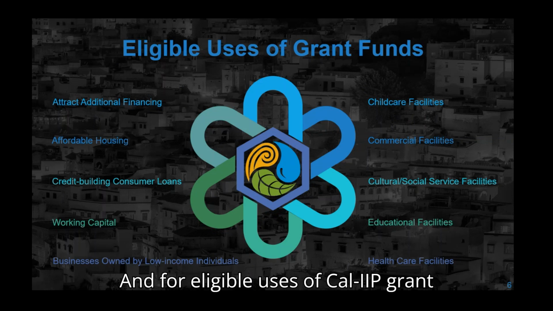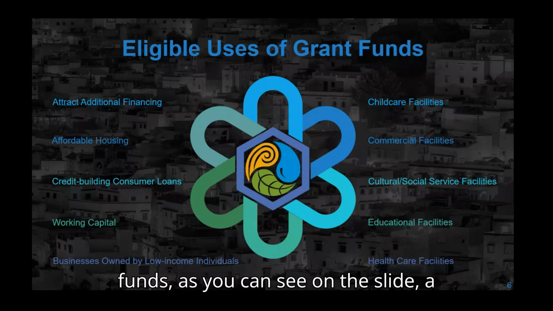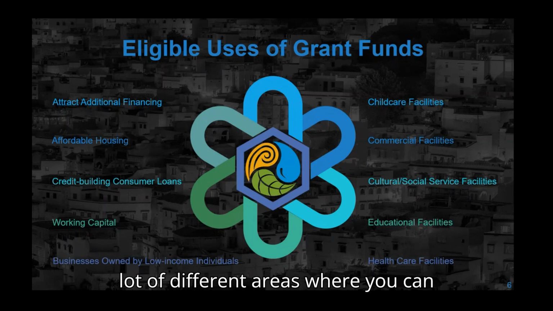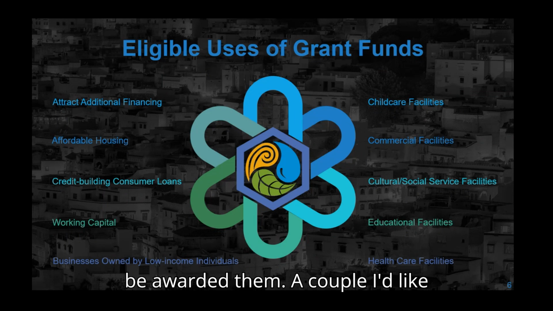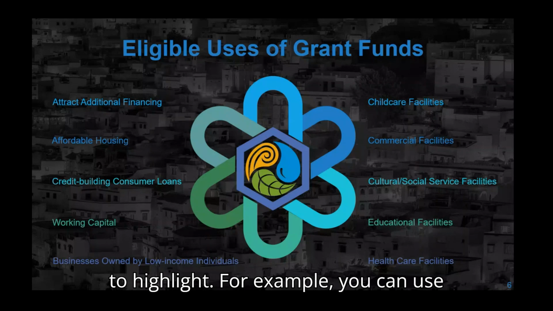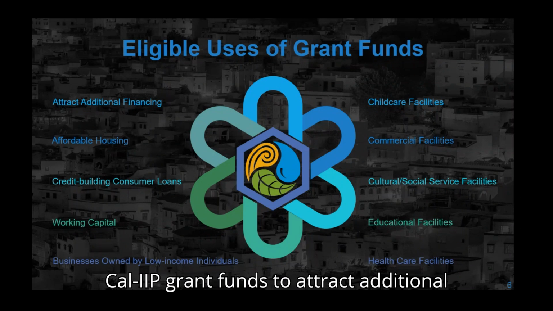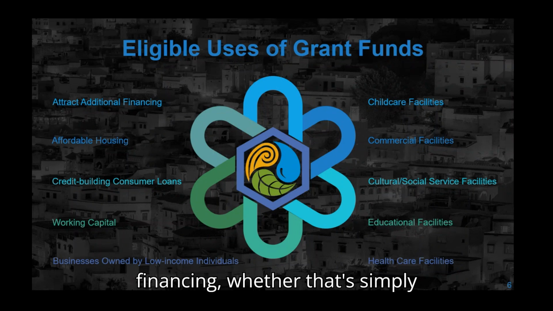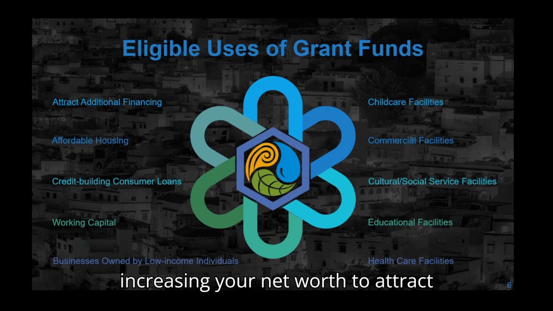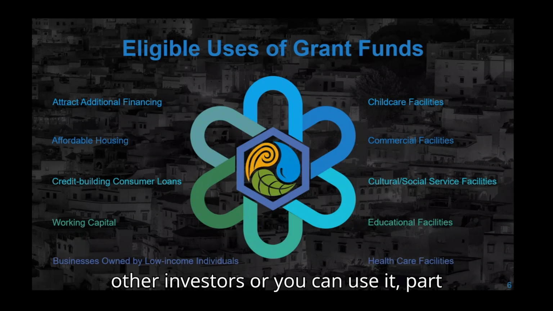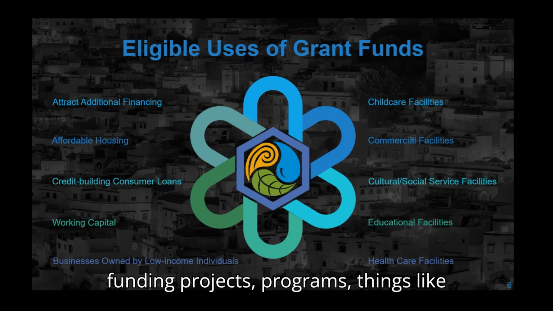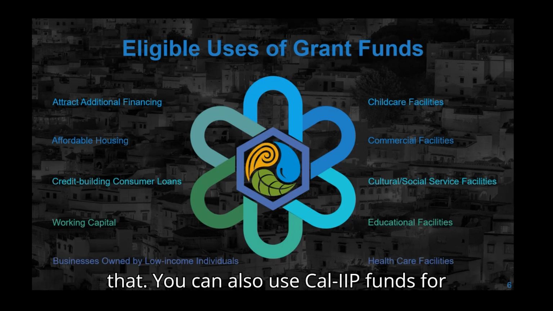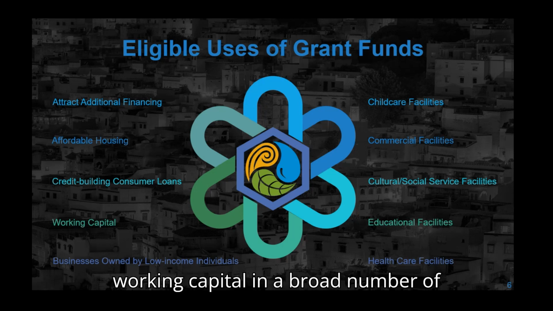And for eligible uses of Cal-IP grant funds, as you can see on the slide, a lot of different areas where you can spend your Cal-IP grant funds should you be awarded them. A couple I'd like to highlight. For example, you can use Cal-IP grant funds to attract additional financing, whether that's simply increasing your net worth to attract other investors, or you can use part of it on an application for other funding projects, programs, things like that. You can also use Cal-IP funds for working capital in a broad number of ways.